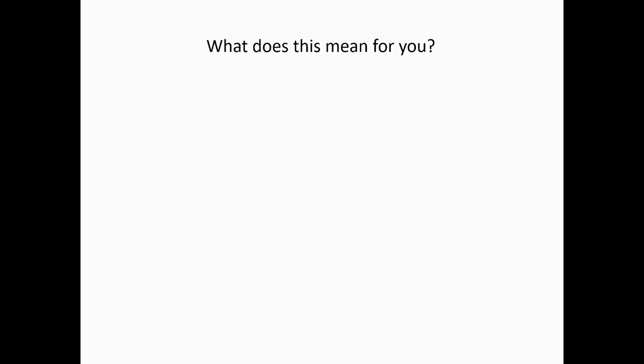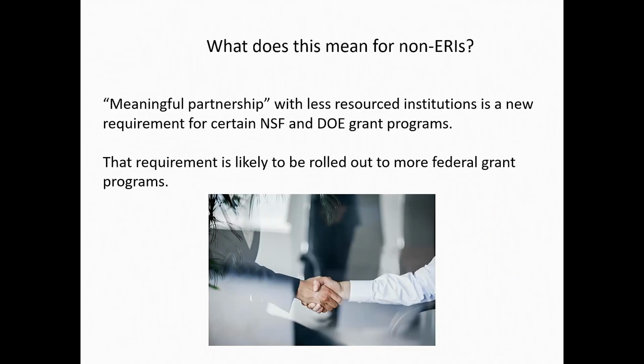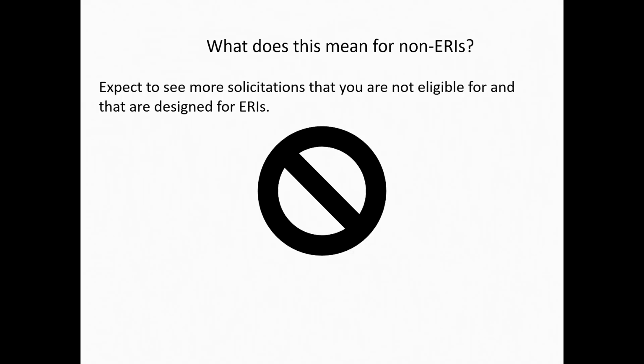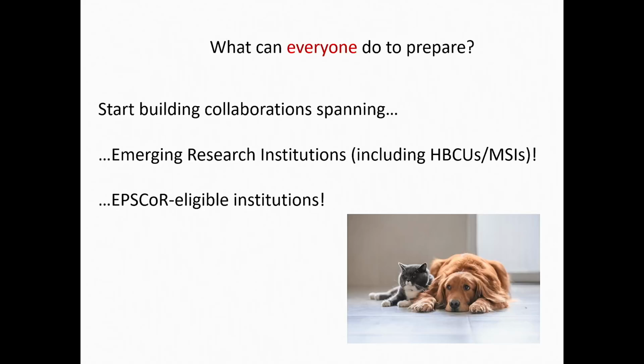So what this means for you: if you are from a non-emerging research institution, there are now going to be requirements for meaningful partnerships with less resourced institutions in some federal grants. So start your friend making now, because this is coming. You're also going to see more solicitations that are only eligible and open to emerging research institutions and subsets of such, like minority-serving institutions and others. So what everyone can do to prepare is start building collaborations that span institution types and geographies. Really start working on that, because that's where the focus is from the federal government now.